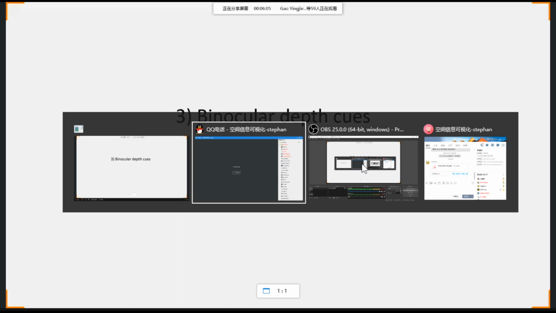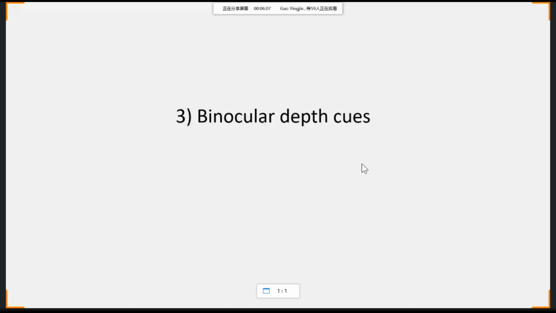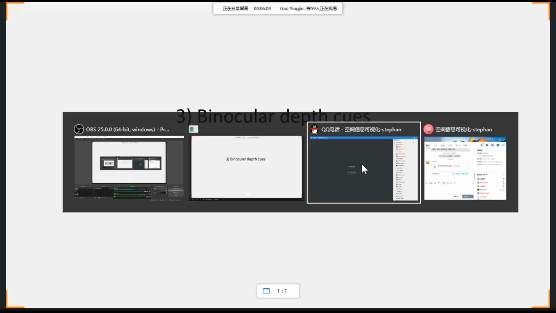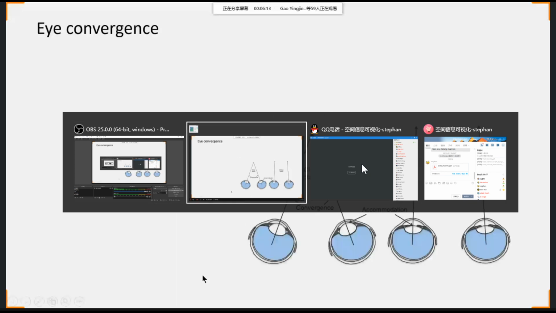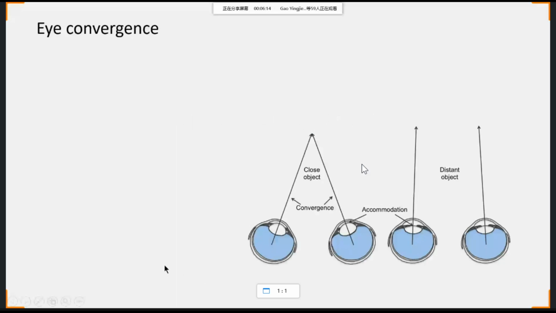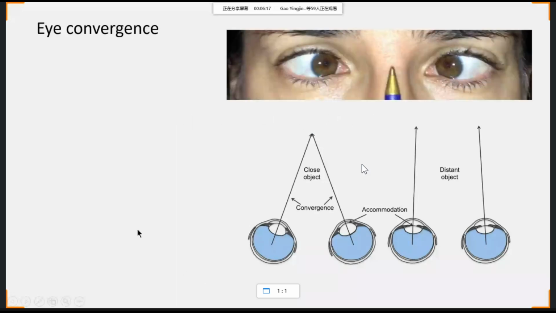So back to the third group, the binocular depth cues. There are two. The first one is about eye convergence. And if you see that picture, then I think you know what it is about.